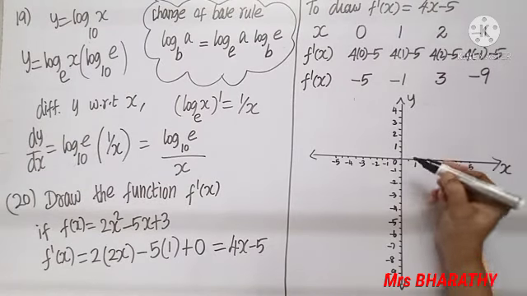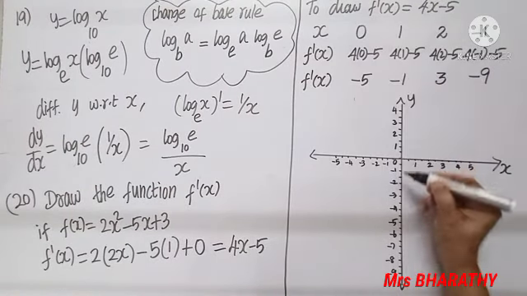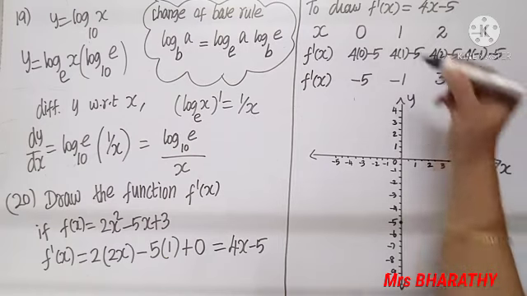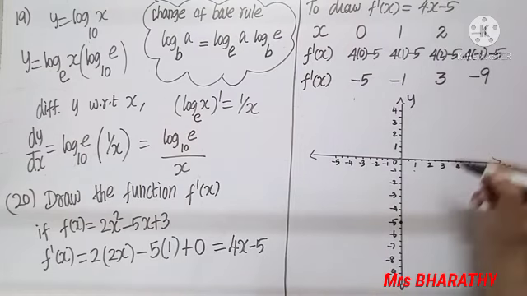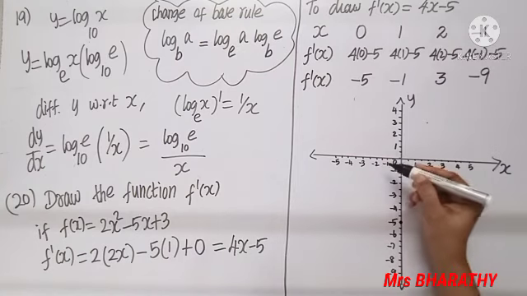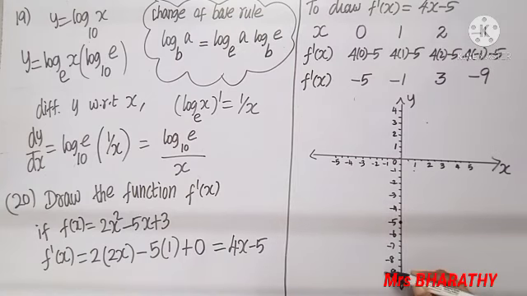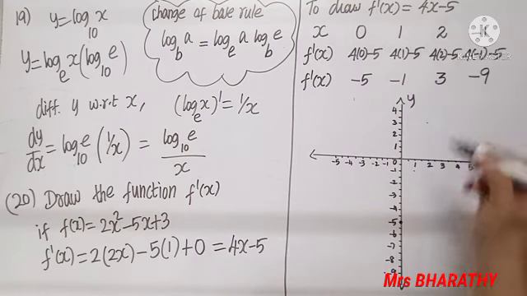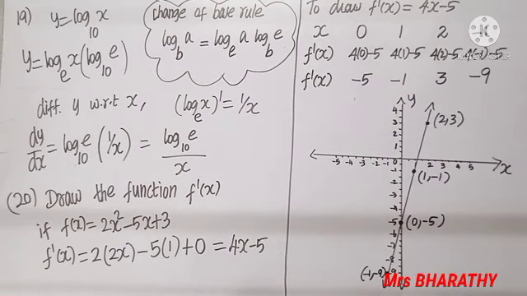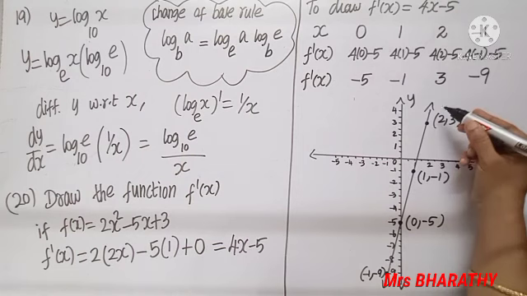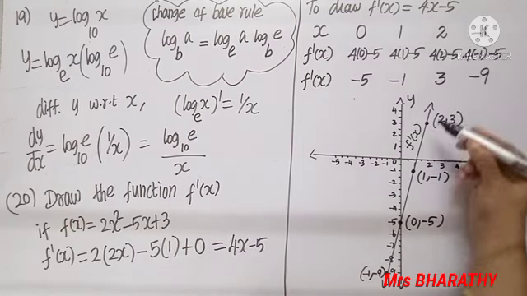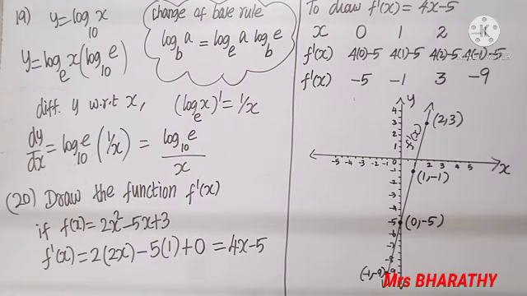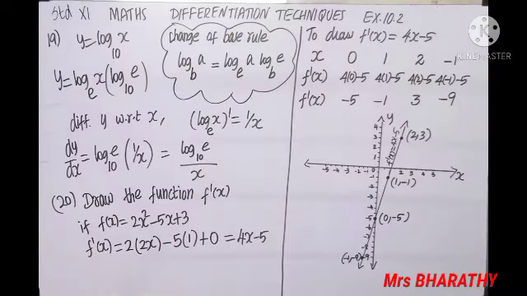As we plot the points, it is (0, minus 5), (1, minus 1), (2, 3), (minus 1, minus 9). So we shall join these points to make the graph. As we have joined it using the scale, let us write down this. This represents a graph f dash of x, which is a straight line.